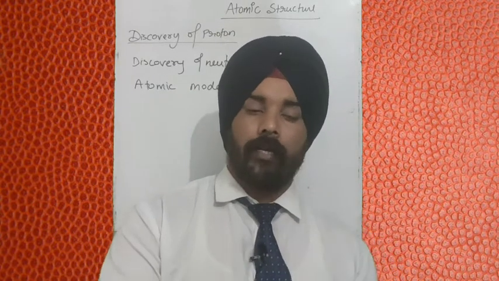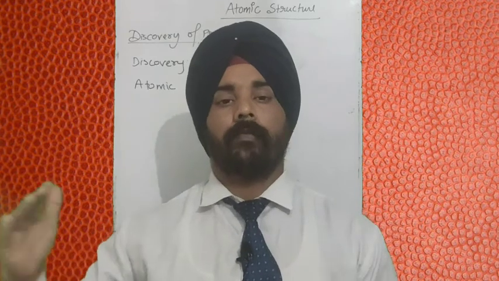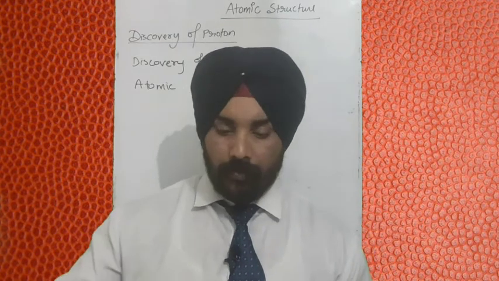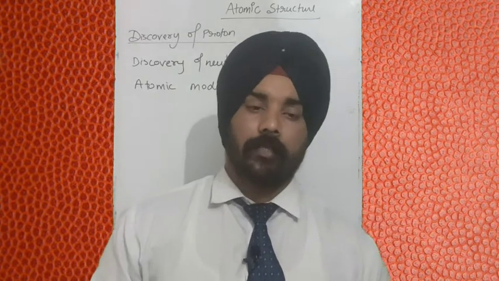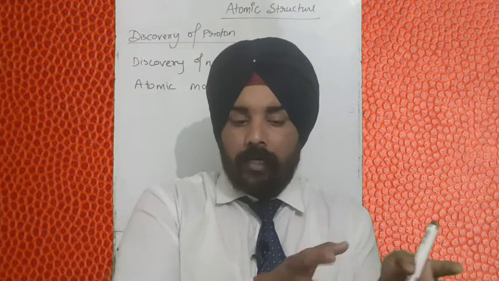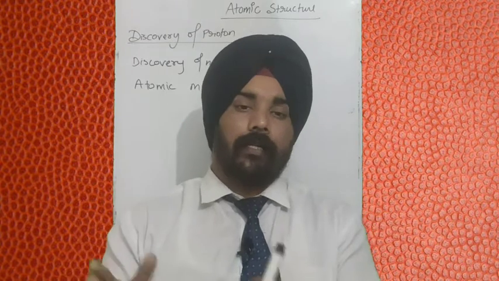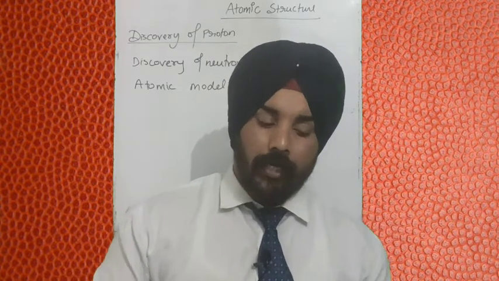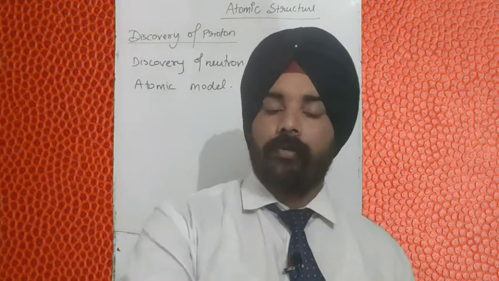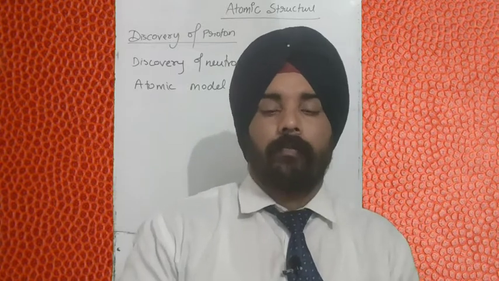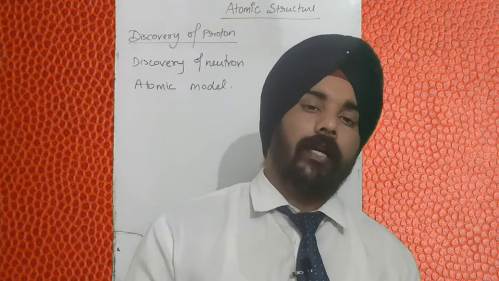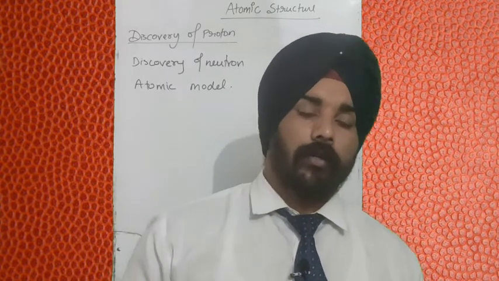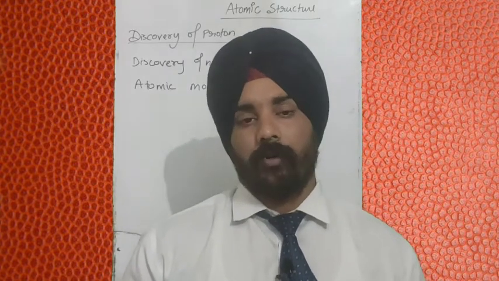Okay, these are called anode rays because they were produced from the anode side and moving toward the cathode side. They are also called canal rays. So I told you he took different gases and studied the canal rays. He took hydrogen gas and saw the lightest positive ions being produced, and that lightest positive ion was called proton. Okay, this was the discovery of proton.